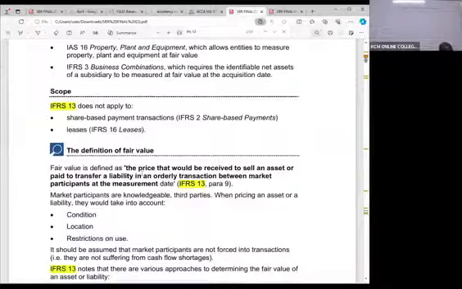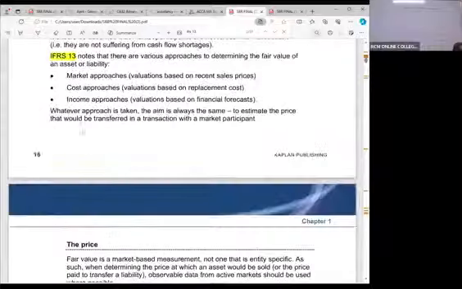Market participants are knowledgeable third parties. You can't say you are going to sell to a small child; all of us are knowledgeable. If it's about the goat business, all of us have done this kind of business before. So we are knowledgeable third parties here. When pricing an asset or a liability, they would take into account the condition, location, restrictions on use.